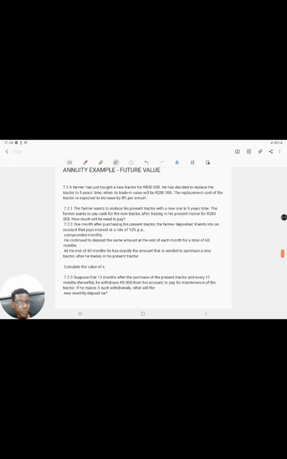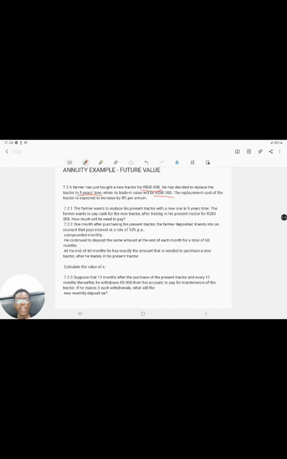So okay, the question reads as follows: a farmer has just bought a new tractor for 800,000 rands. Okay, so I'm just going to underline the important things. A farmer has just bought a new tractor for 800,000 rands. He has decided to replace the tractor in 5 years' time when its trade-in value will be 200,000 rands.